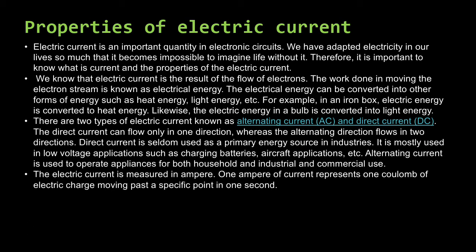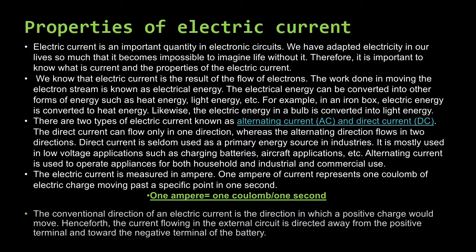The electric current is measured in ampere. 1 ampere of current represents 1 coulomb of electric charge moving past a specific point in 1 second. The formula is this: 1 ampere is equal to 1 coulomb by 1 second.